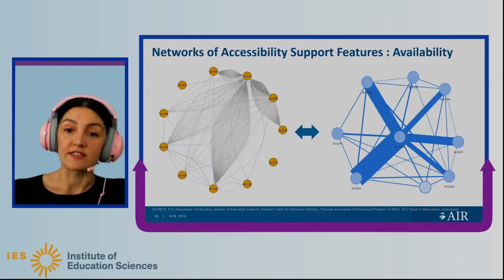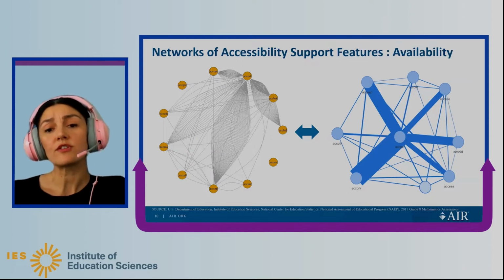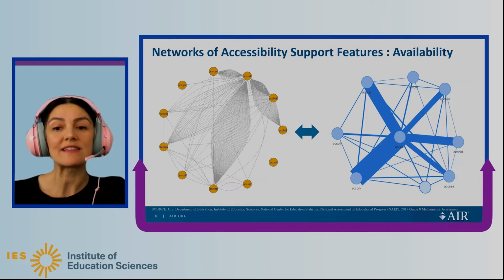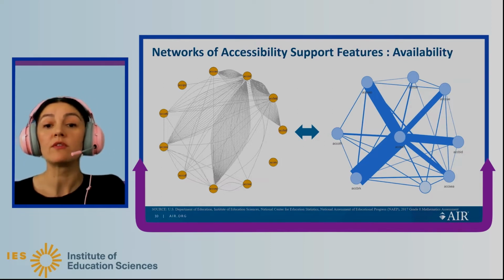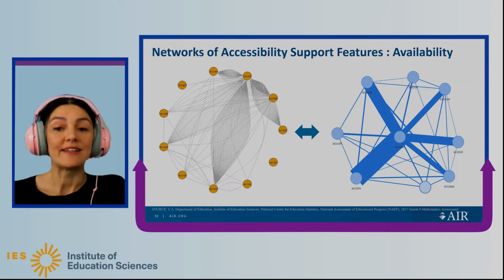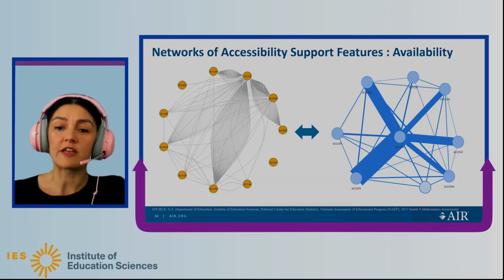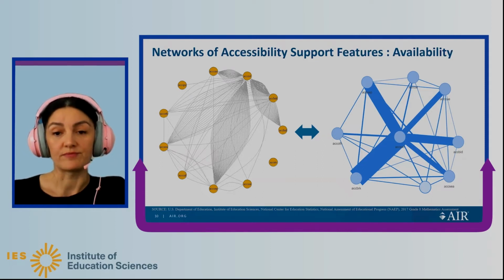So in the previous slide, we focused on co-occurrences of the accessibility features. Now we will examine the relationship between them via networks. In a network, circles, also known as nodes, represent the accessibility features, and links, also known as edges, represent the number of students. Let's start with the availability of accommodations again.